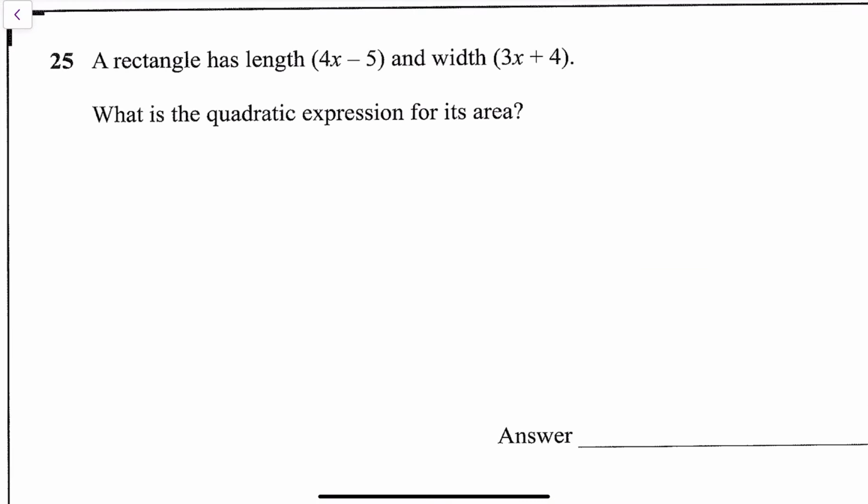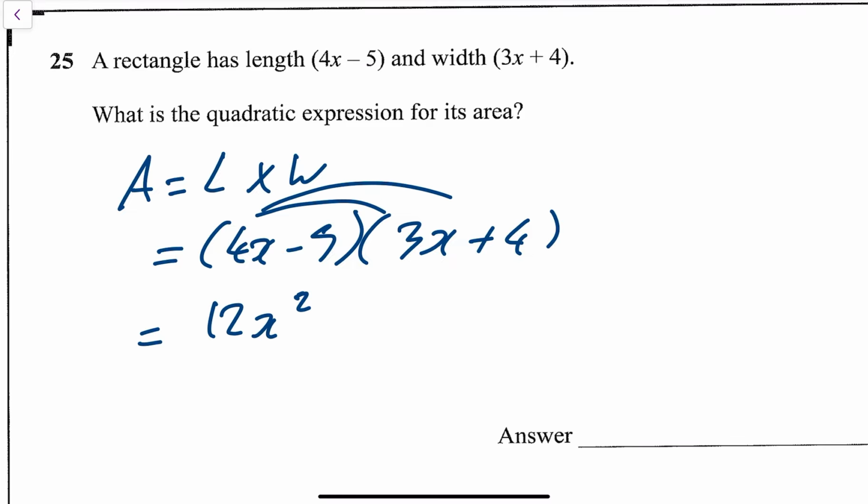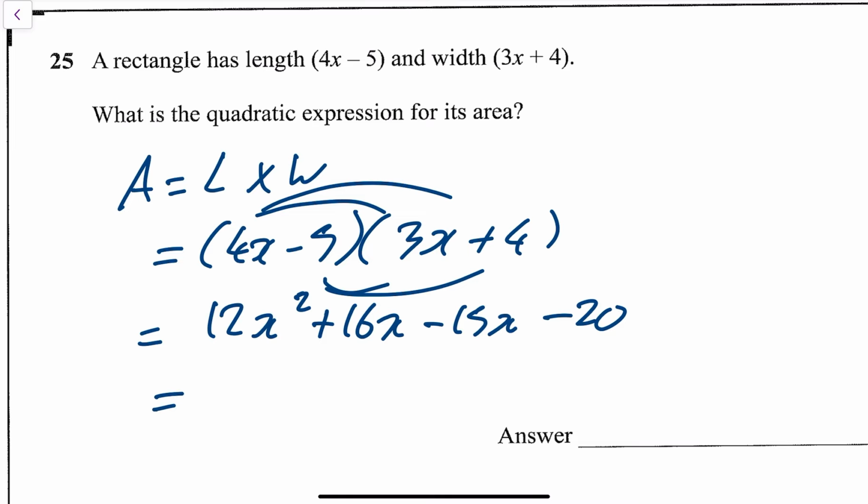Right, a rectangle has a length of 4x minus 5 and a width of 3x plus 4. What is a quadratic expression for its area? Area is length times width, so 4x minus 5 times 3x plus 4. Multiply that out. 4x times 3x is 12x squared. 4x times the 4 is 16x, minus 15x, minus 20. That is 12x squared plus x minus 20. There we go.